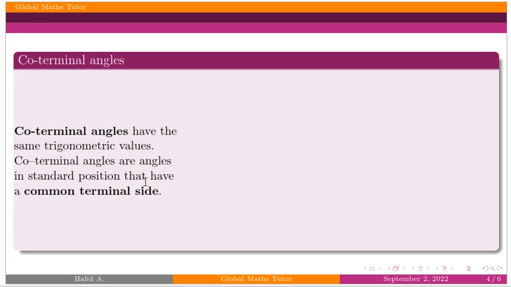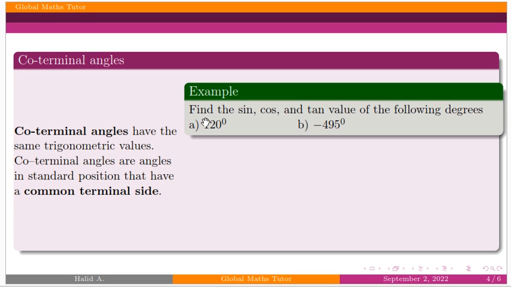Okay, the second one is coterminal angles. Coterminal angles have the same trig values, which means even if they rotate two or three times, if their terminal positions are the same, then they have the same trig value. Okay, let's see some examples and you're going to get used to it.